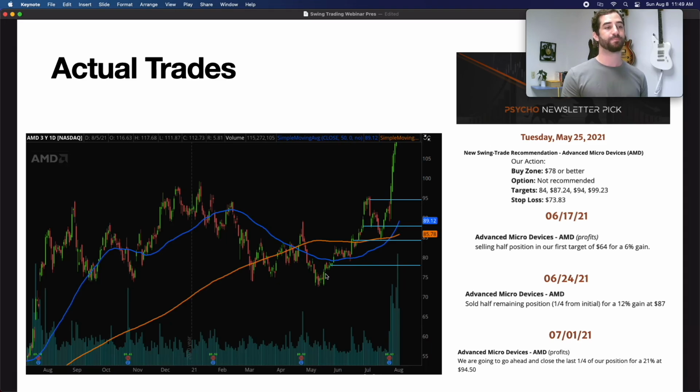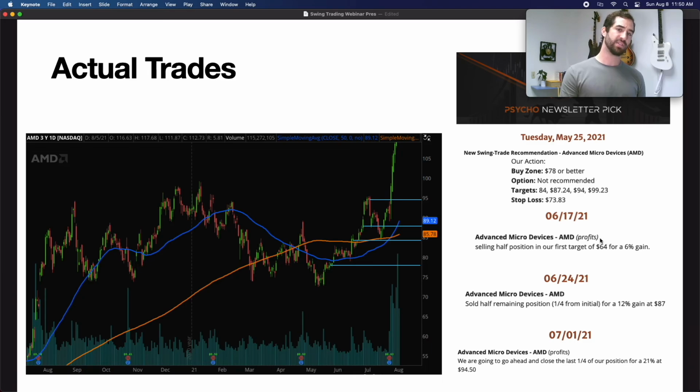So we go in on May 25th. We enter our position. Buy zone $78 or better. Stop loss $73.83. So very specific. $73.83 is about a breakdown of this level. All right. So on 6/17, a couple of weeks later, boom, this thing trends upward and hits the 200 MA.